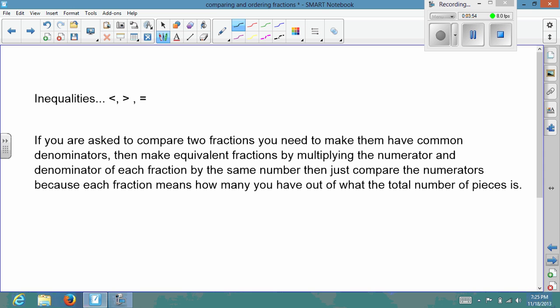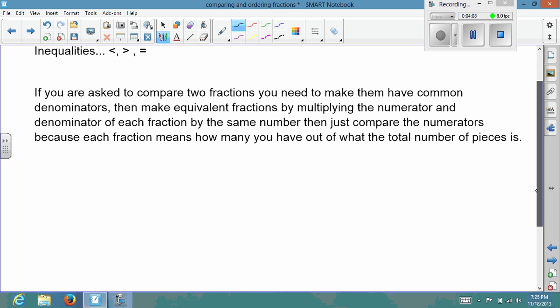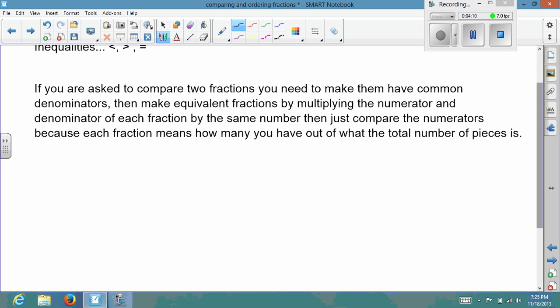Now sometimes you won't be asked to order a whole bunch, you'll be asked to compare two fractions by making an inequality. Remember, inequalities are less than, greater than, and then I've got equal to on here, but it's usually just less than and greater than, and some couple others. All right, so we're going to look at this, and I'm going to say 2/5 compared to 3/10.